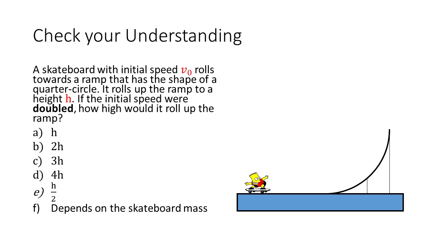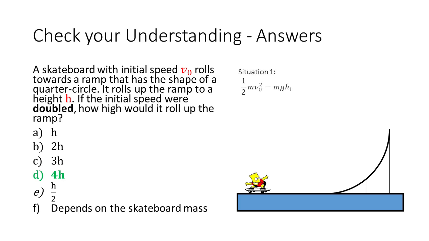Please take a moment, pause the video, choose an answer of your own. Be sure you can articulate your reasoning for that choice. The correct answer is answer D, 4 times h. Our explanation for this answer is that we are actually comparing 2 different situations.